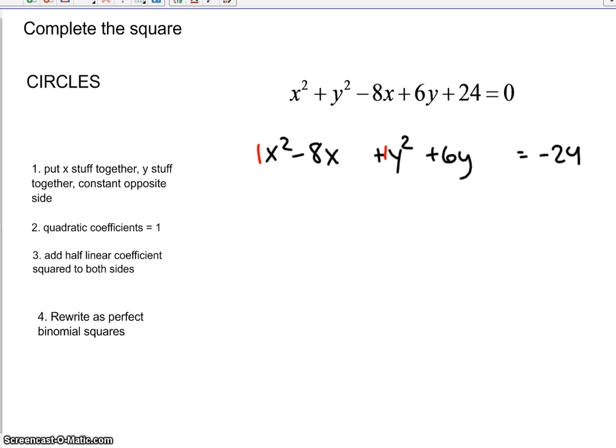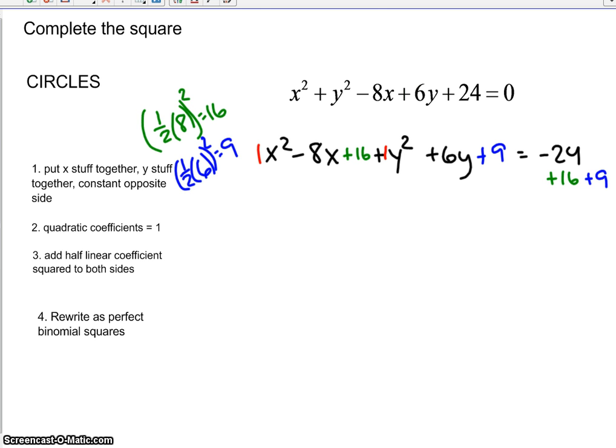Again, pause. All right, what I want to look at is half that linear term. When I looked at the 8, I took half of 8, got 4, squared it, got 16, and added that to both sides of my equation. Took my next linear piece with the y's, took half of the 6, which is 3, squared is 9, and added that to both sides. Again, we'll deal with that negative piece in the next step.